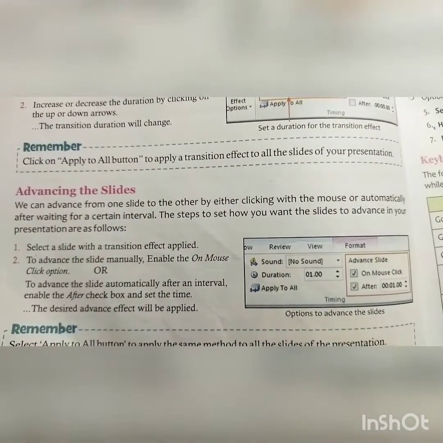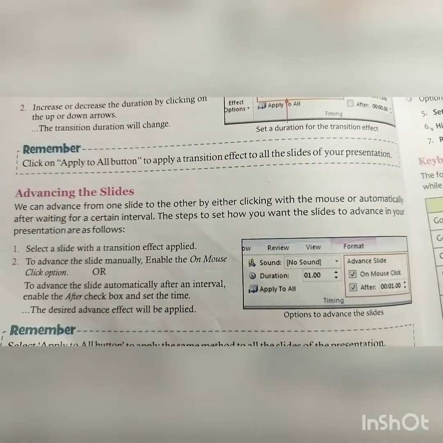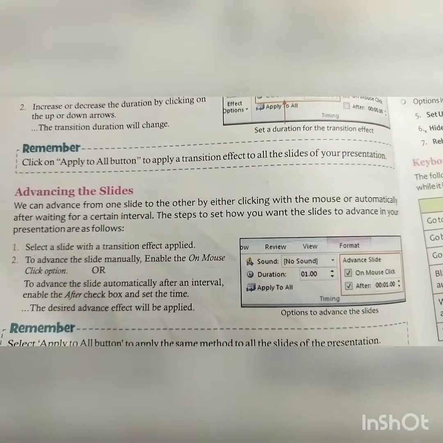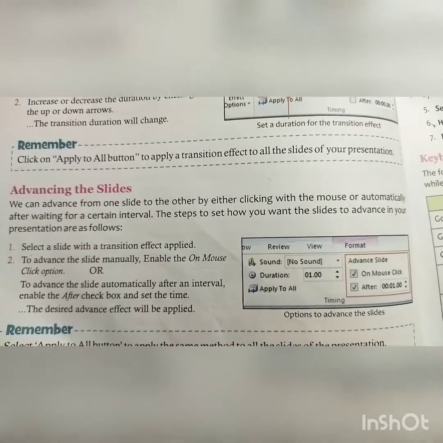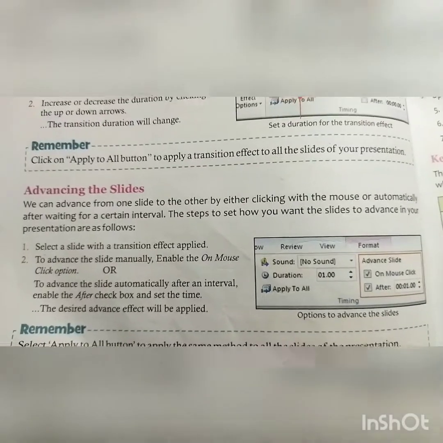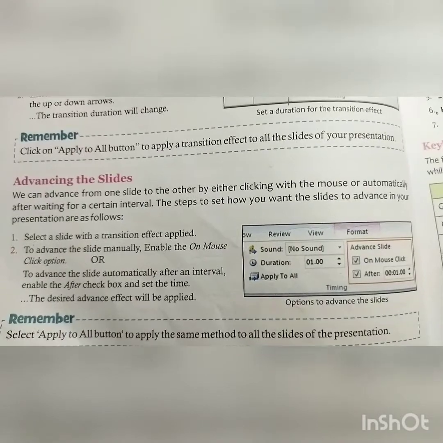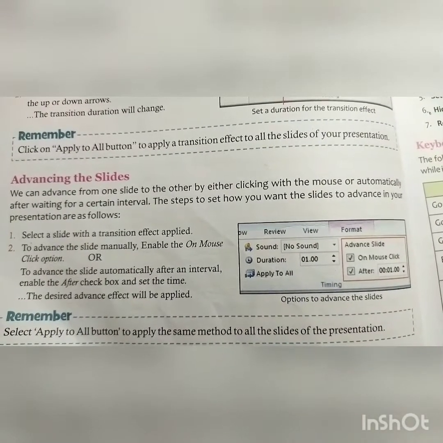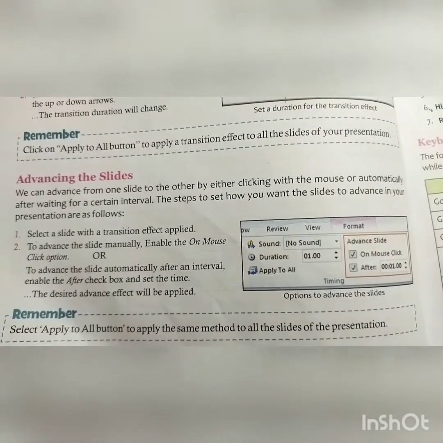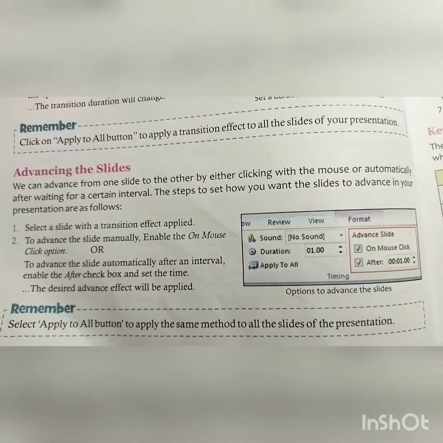Now the next topic, advancing the slides. We can advance from one slide to another either by clicking the mouse or automatically after waiting for a certain interval. The steps we will follow: first of all, select the slide with the transition effect applied. Then to advance the slide manually, enable the On Mouse Click option. Then you can use the Or option. After that, to advance the slide automatically after an interval, enable the After checkbox and set the time, and the desired advance effect will be applied. You can see a diagram of this option to advance the slide in the figure.